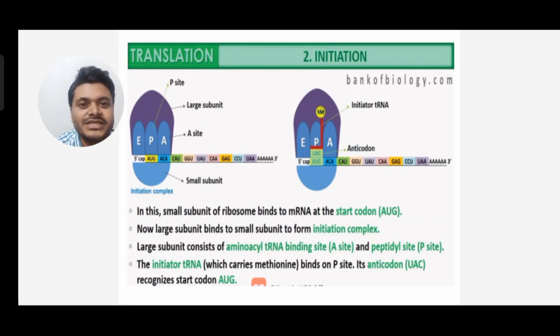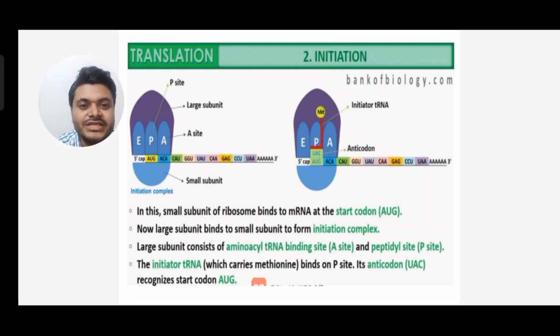First we'll see initiation. Now the large subunit binds to the small subunit to form the initiation complex. The smaller subunit of ribosome will be bound with the larger subunit of ribosome. The large subunit consists of the aminoacyl tRNA binding site, that is the A site. So the A site denotes the aminoacyl tRNA binding site, and the P site represents the peptidyl site.